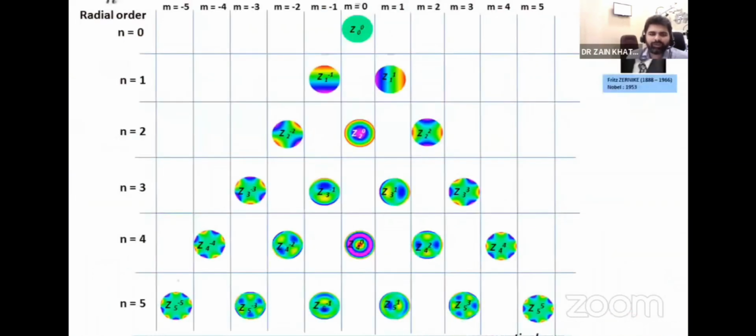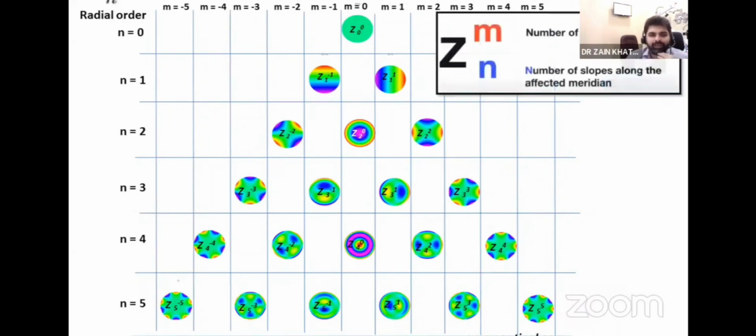So, most of the research and work that is developing today on presbyopia correcting lenses has something or the other to do with ocular aberrations. And these higher order aberrations are being used to make newer lenses. So, it is important that we understand at least certain parts about this Zernike's pyramid, which mathematically breaks down the aberrations. Each of these aberrations you see has a top number which is denoted by M. This is the number of affected meridians, and the bottom number, which is denoted by N, which is actually the number of slopes along each affected meridian.